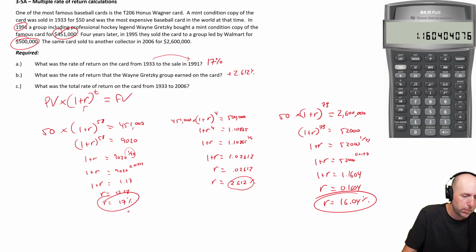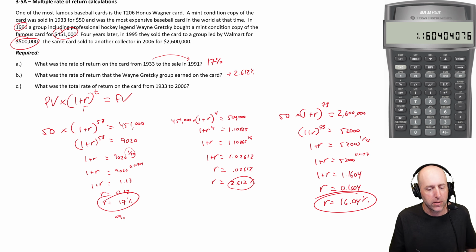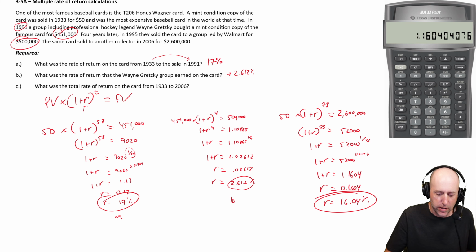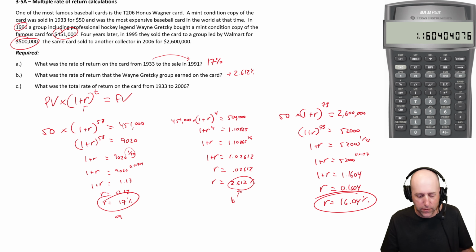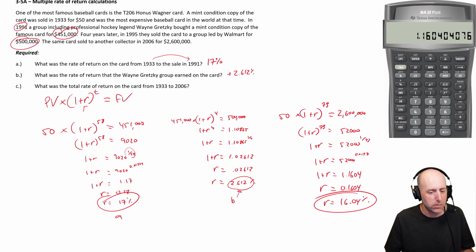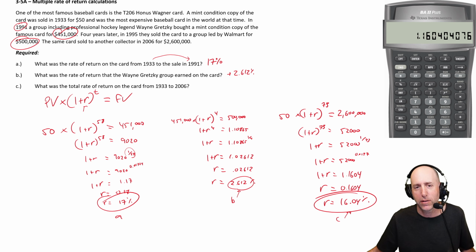We've solved part A. 17% is the return from 1933 to 1991. The Gretzky Group did very poorly on the card, only earning 2.6% over their short ownership. But over the life of the card, well, from 1933, it's an older card than that. From 1933 to 2006, if you had owned it the whole time, you would have got a 16% return on your money. That's our answer to part C.